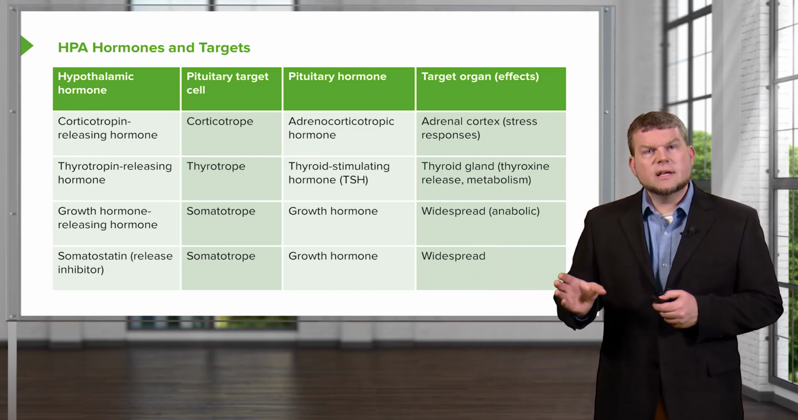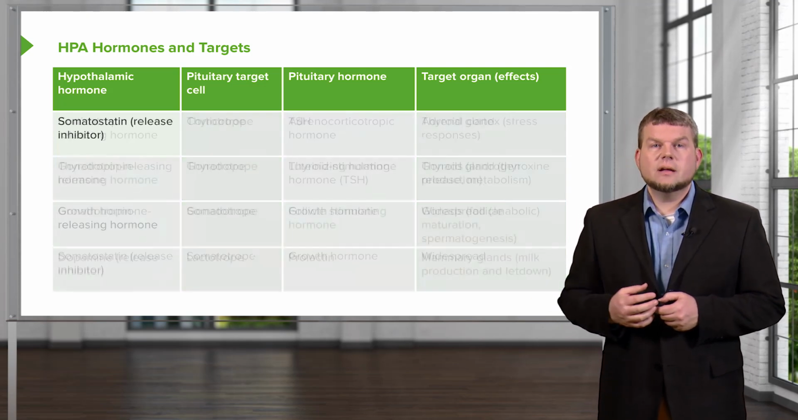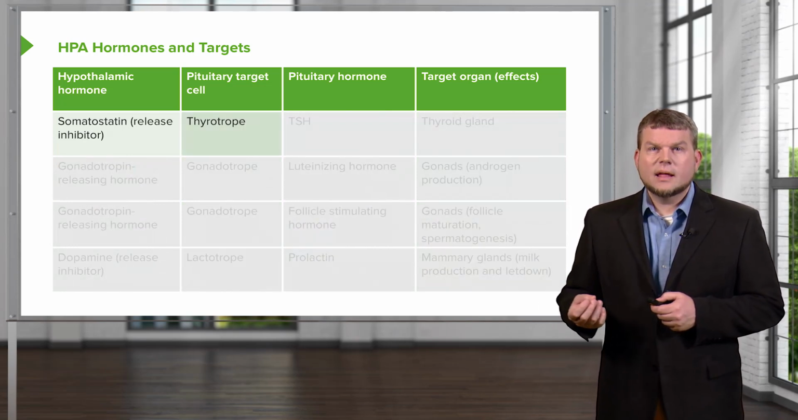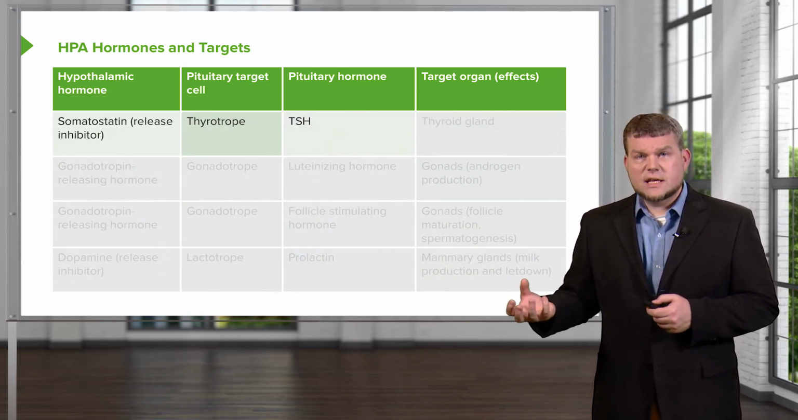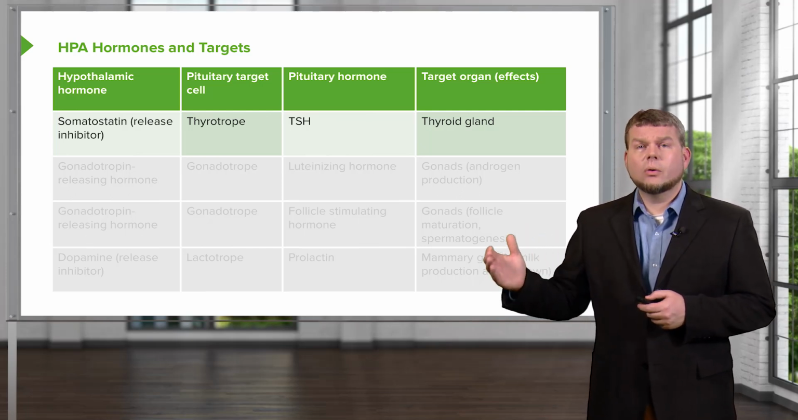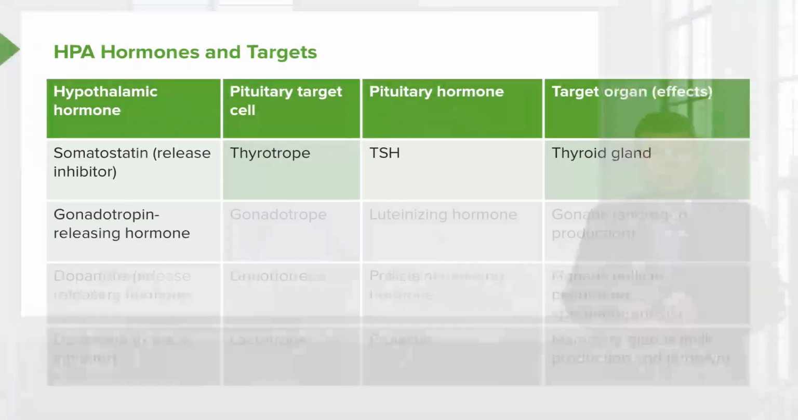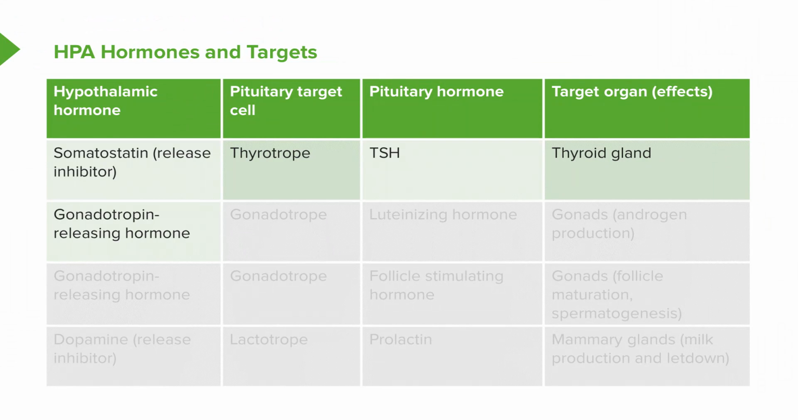Somatostatin is interesting because it inhibits more than just somatotropes. It also inhibits thyrotropes. This will change the TSH levels and therefore inhibit thyroid hormone release. The next hypothalamic hormone we need to deal with is GRH. GRH will stimulate gonadotropes, and that will release luteinizing hormone, or LH. LH affects the gonads and will start androgen production.